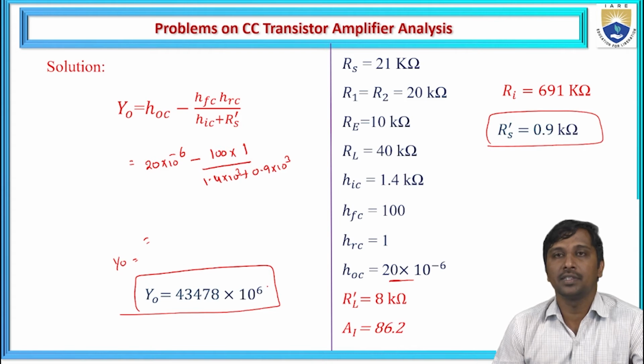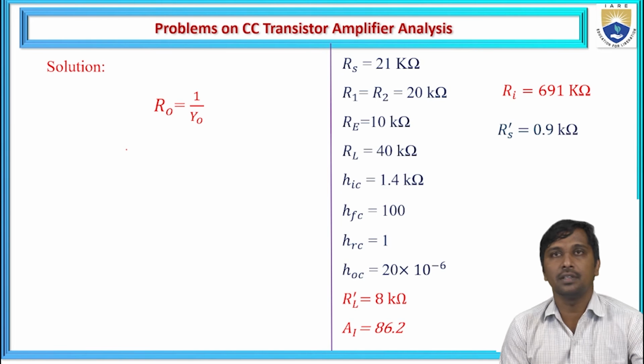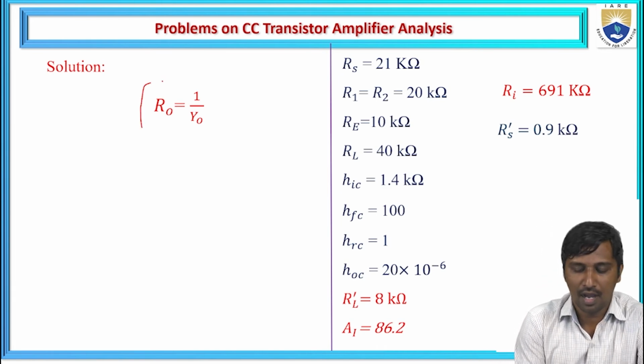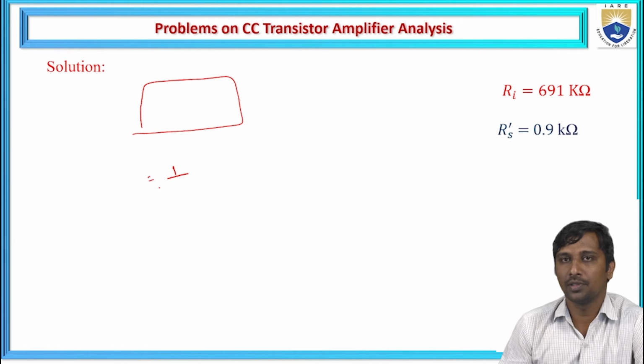Then by using this, we need to calculate the total output impedance. We know that the reciprocal of admittance is nothing but impedance. Hence, R0 is represented as 1 by Y0. So 1 by the Y0 value, what is the Y0 value here?